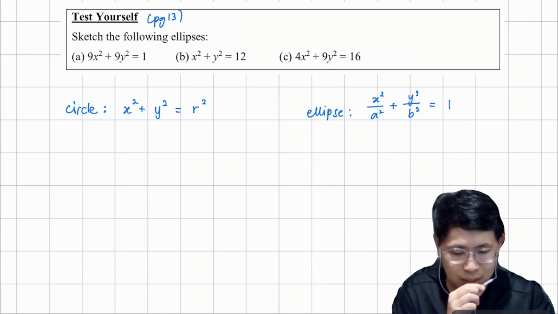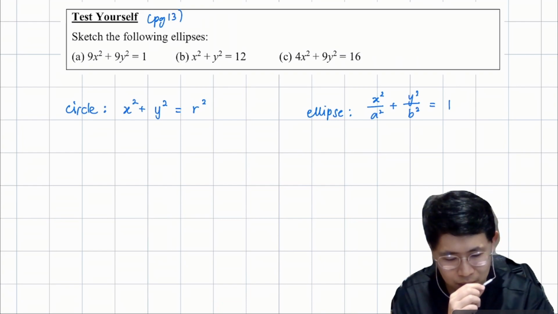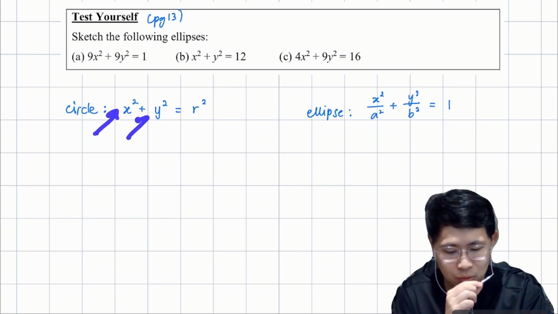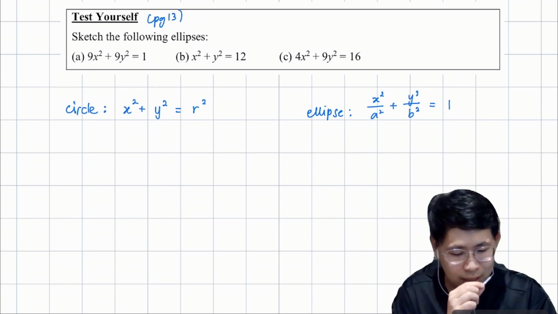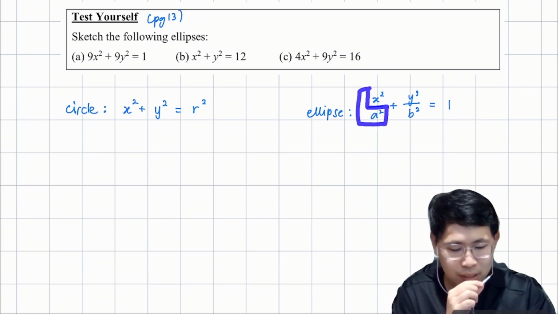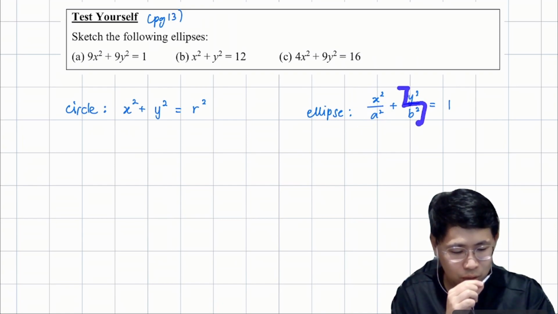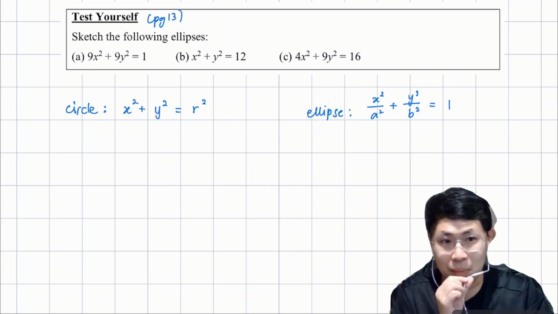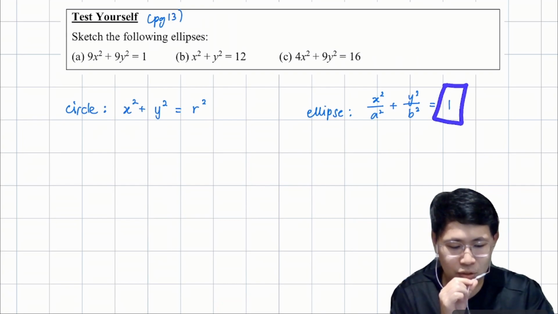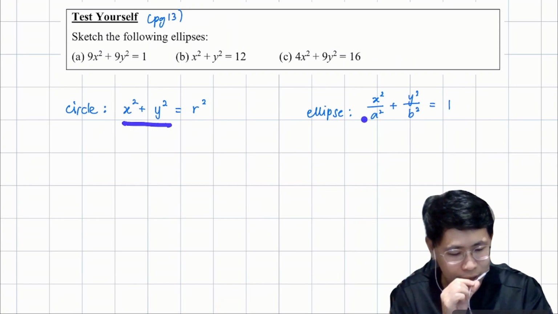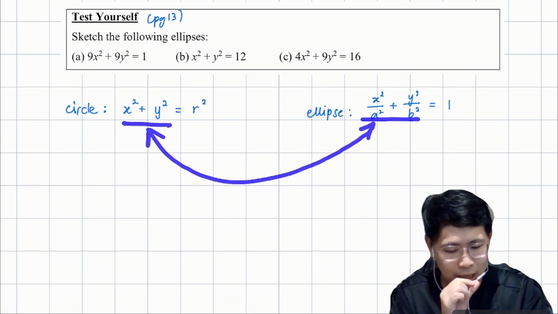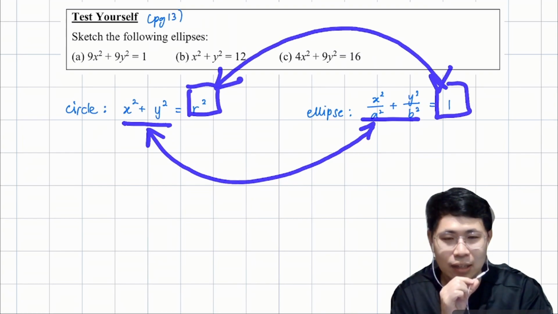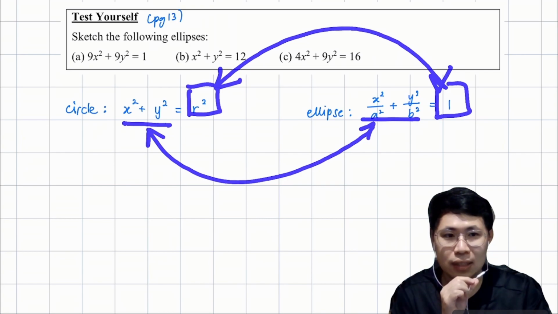If you notice the form over here, the difference is that for the circle I have x squared plus y squared, and the coefficients of x squared and y squared are the same. Whereas for the ellipse, the coefficient of x squared is 1 over a squared, and the coefficient of y squared is 1 over b squared. So they may be different coefficients, and on the right hand side is actually 1. If you compare and contrast, you should be able to recognize the difference between these two forms, and tell me which one is a circle and which one is an ellipse.